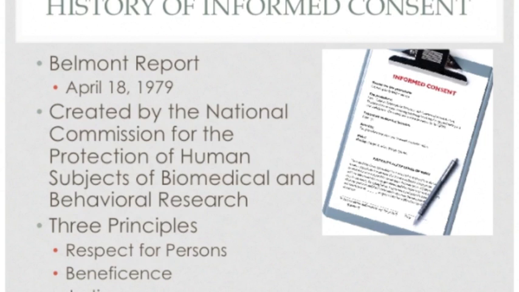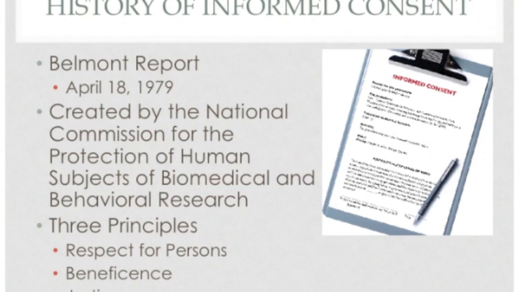The history of informed consent first began formally with the Belmont Report of 1979. The Belmont Report was created by the National Commission for the Protection of Human Subjects of Biomedical and Behavioral Research, in other words, clinical research and study. The Belmont Report focused on three principles. Those were respect for persons, beneficence, and justice.